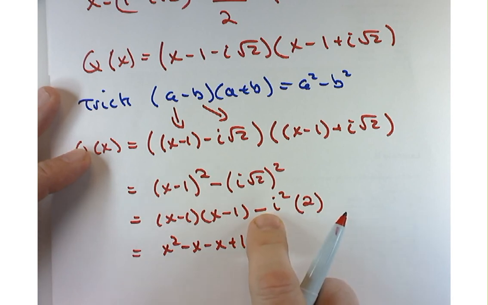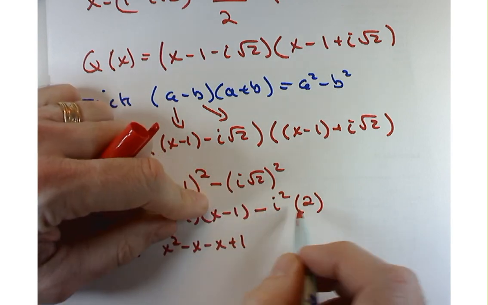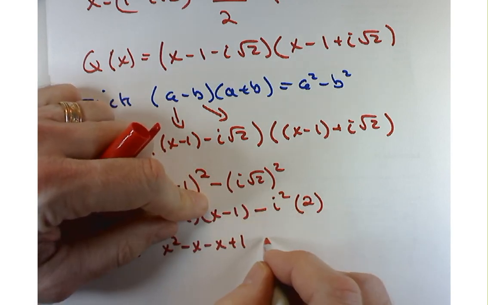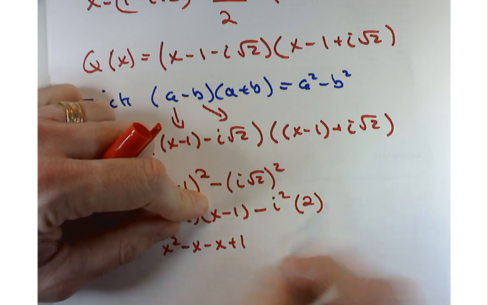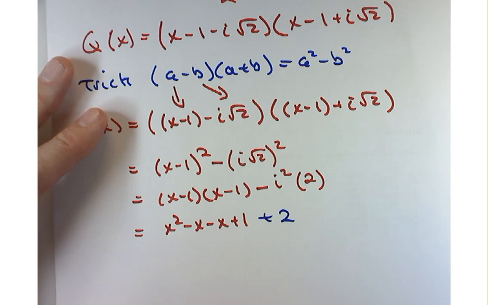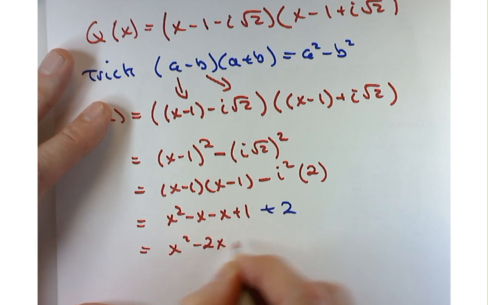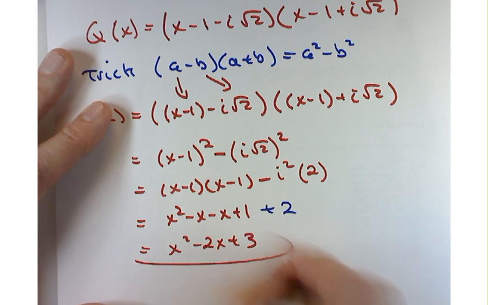What happens to the minus i squared term? What do you think is going to happen there? i squared is negative 1. Yeah, so it becomes positive 1. So it's going to become positive 1 times 2, or basically plus 2. If you collect like terms, x squared minus 2x plus 3.